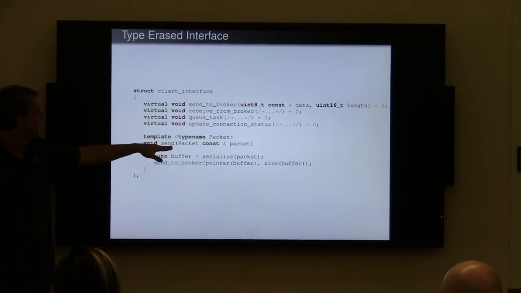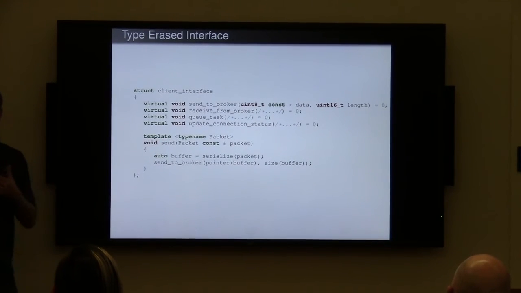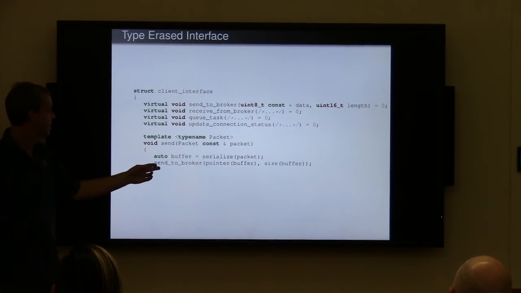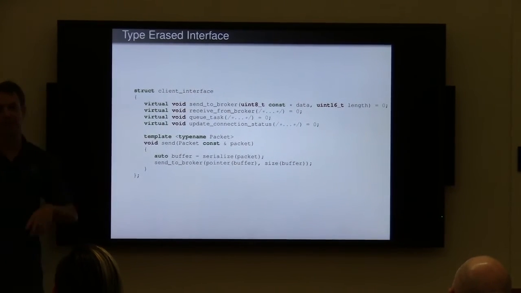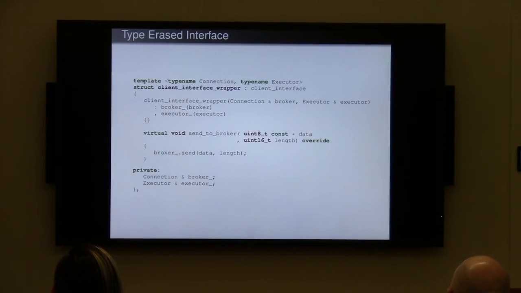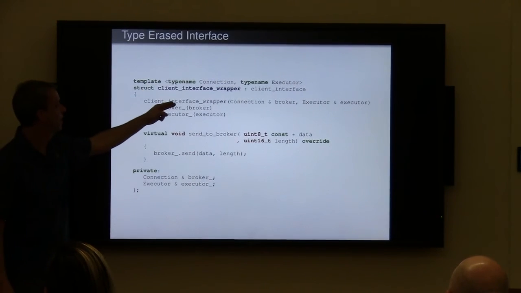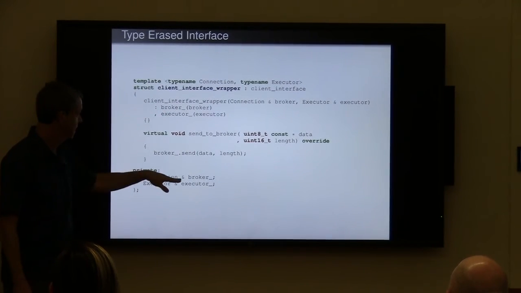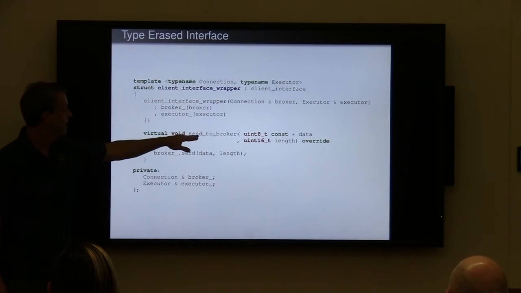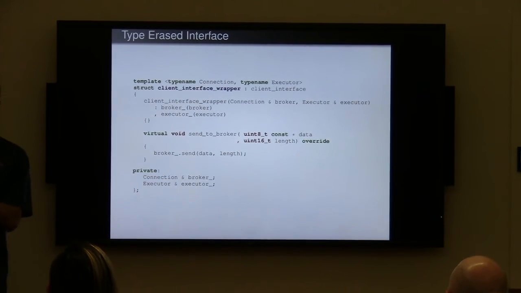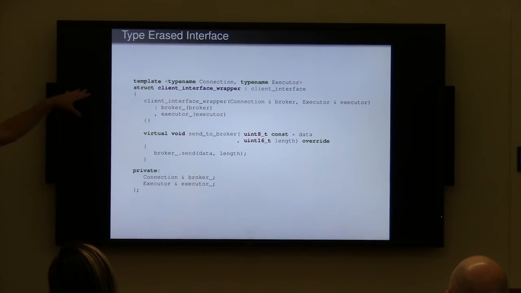So if send got called on the client interface, which is what all of the submachines have, it will actually send to broker. Send to broker is going to be implemented by something else. Well, what is it implemented by? This client interface wrapper that actually took the real connection and executor. It's got references to those, and now it can just forward off that information. So what we've done is we've separated the concrete type, the client interface wrapper, which is stuck inside of the client itself with its types decorated. Inside of all the submachines, we don't know the type, and we can't actually get it in any way. And so we're going to use a type erased version and push that down.